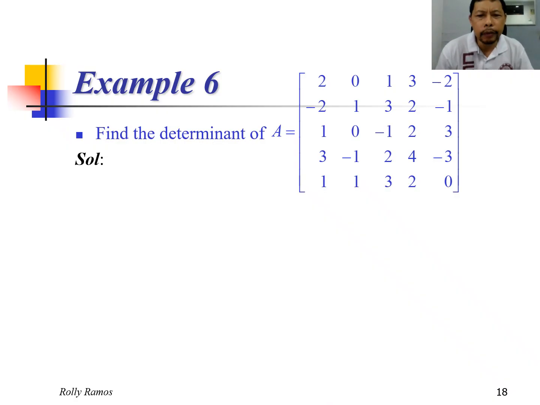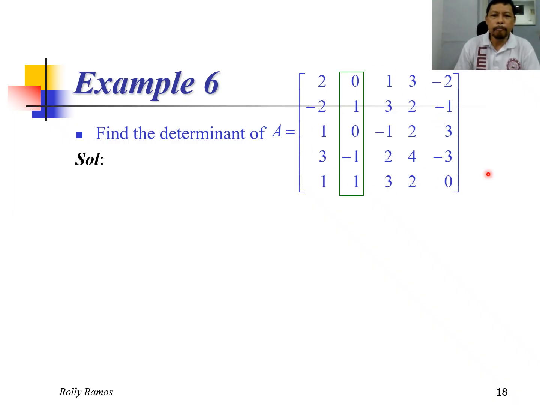Okay, another example, we have a fairly large matrix, a 5 by 5 matrix, or a matrix of order 5, 1, 2, 3, 4, 5 rows, and 1, 2, 3, 4, 5 columns. Without the use of elementary row operations or elementary column operations, it would be tedious to find the determinant of this matrix. Okay.